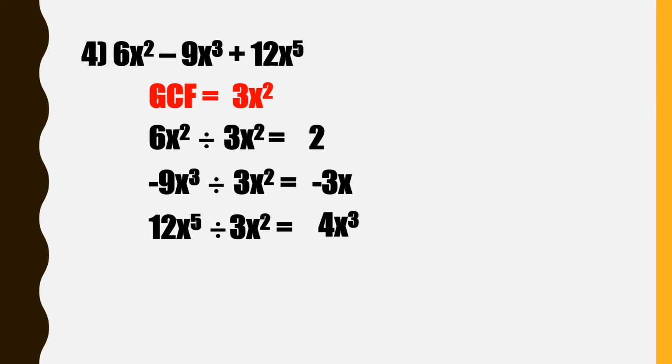3x squared, nasa labas ng parenthesis. Yung 2, negative 3x, 4x cubed, nasa loob ng parenthesis. So the factored form of 6x squared minus 9x cubed plus 12x to the 5th power is 3x squared quantity 2 minus 3x plus 4x cubed.